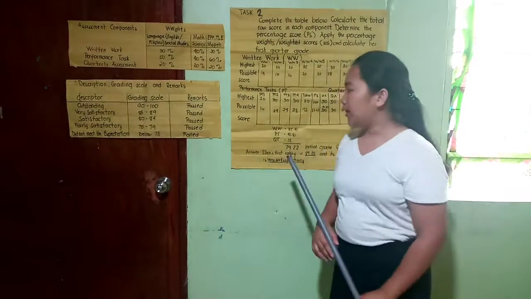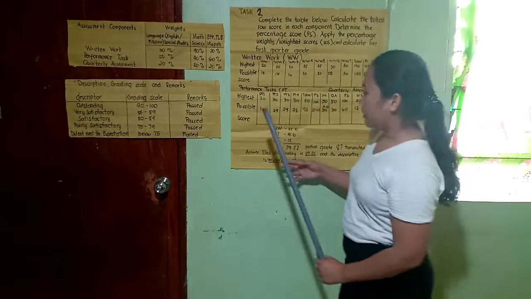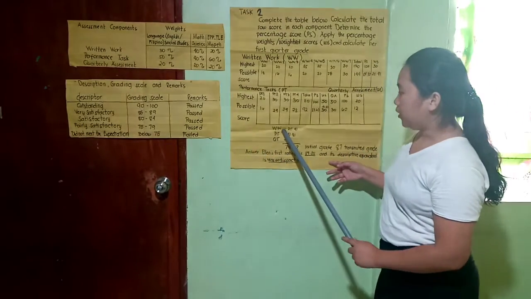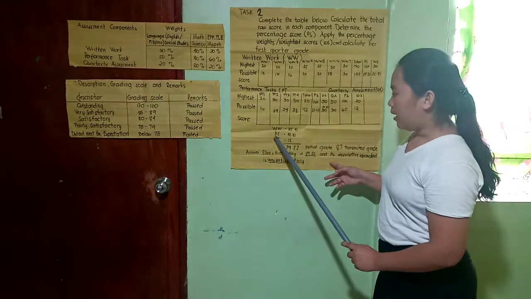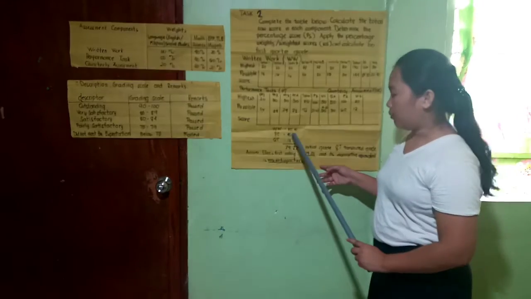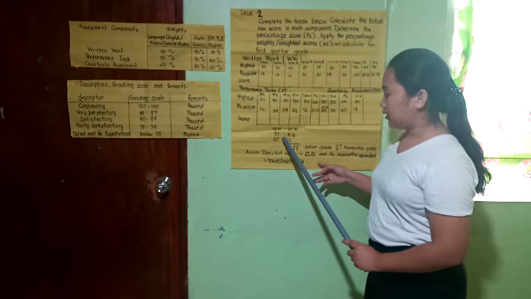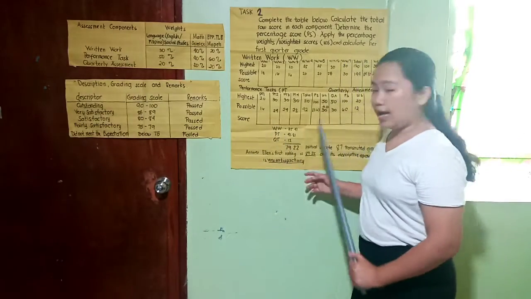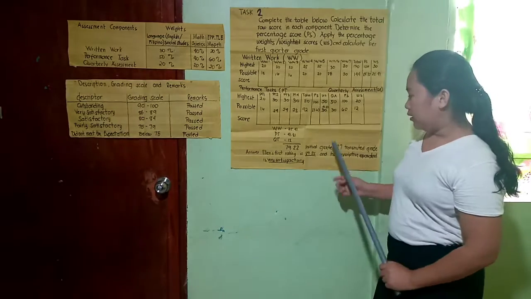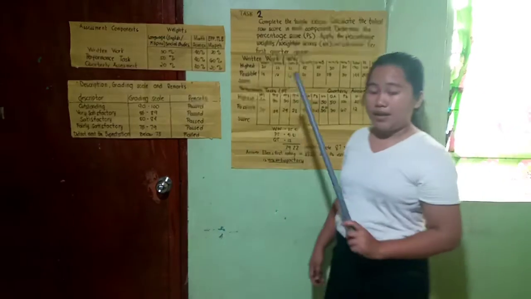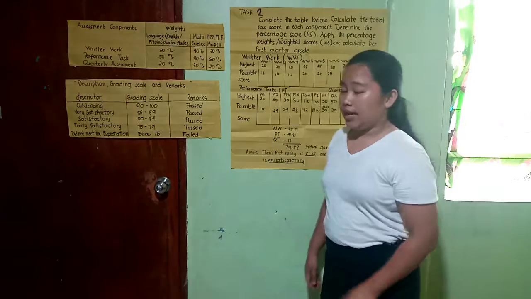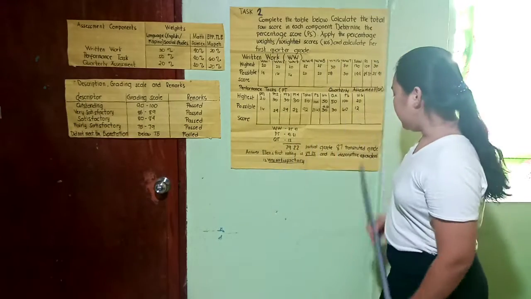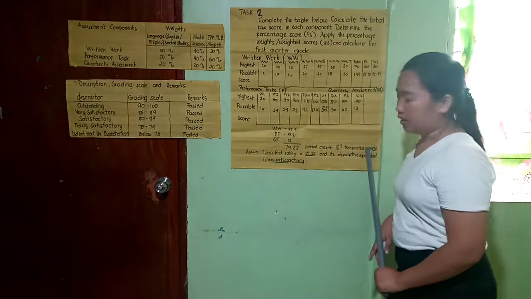So we're going to total the three percentage scores, which are written work 25.41, performance task 41.81, and quarterly test 12, a total of 79.22. So this is not the final grade, this is an initial grade. So the final grade of AIL in the first quarter of Araling Panlipunan is 87. This is a transmuted grade.